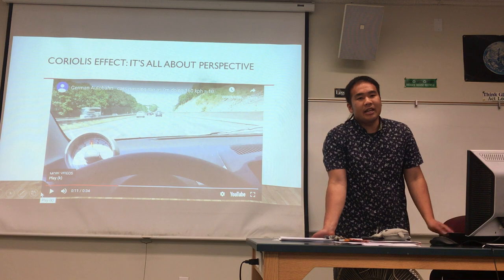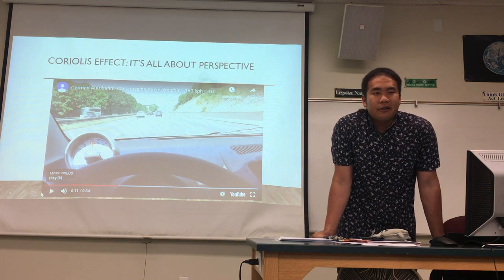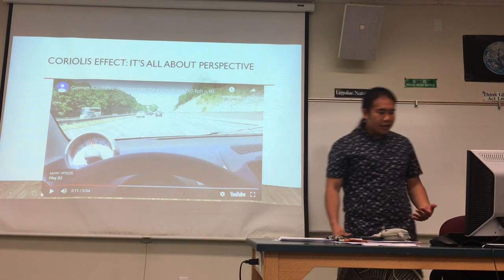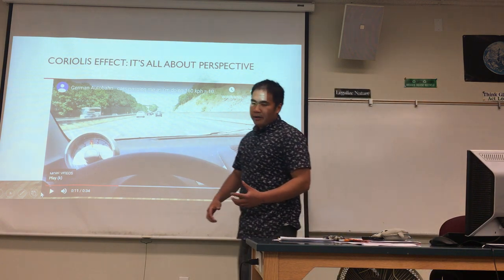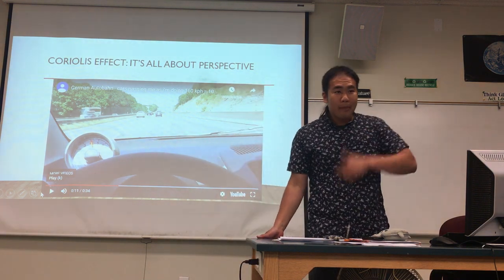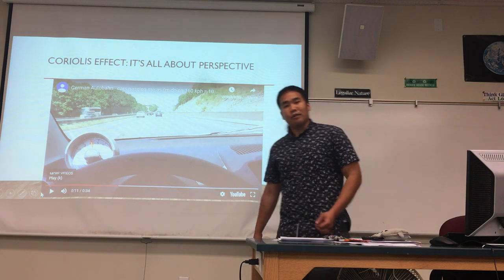When you pass stationary objects, they look like they're going backwards, but are they? No, you're just going faster than they are. So they're all going the same direction, but at different speeds. Since they're going at different speeds, some look like they're going forward and some look like they're going backwards. That is the most important concept to understand when you want to understand the Coriolis effect.